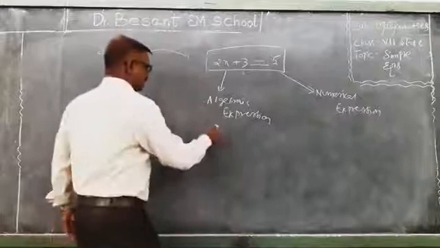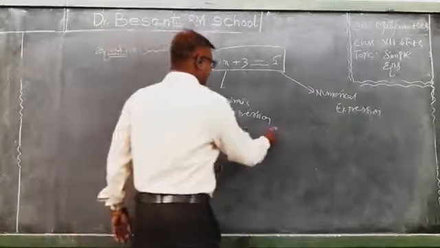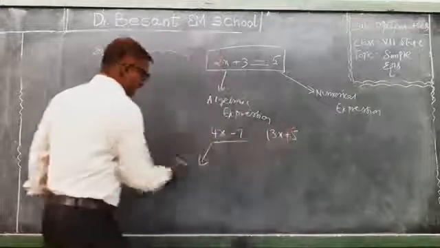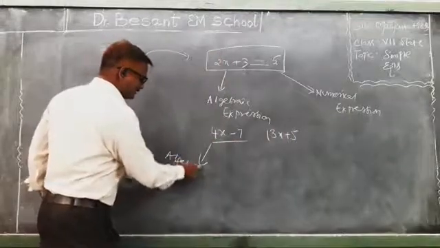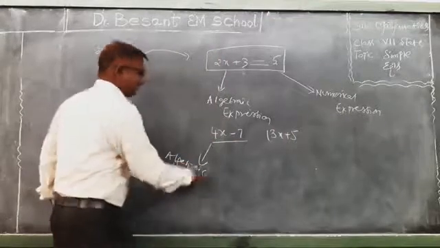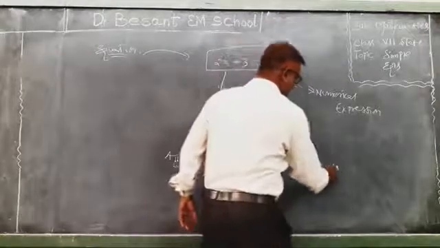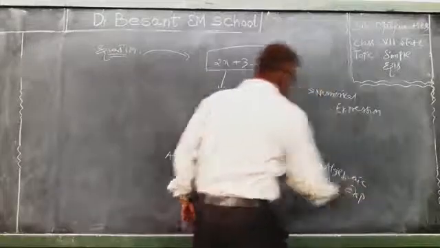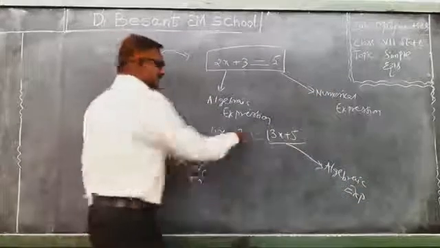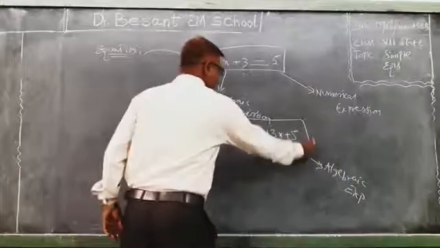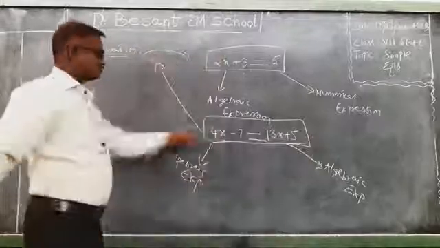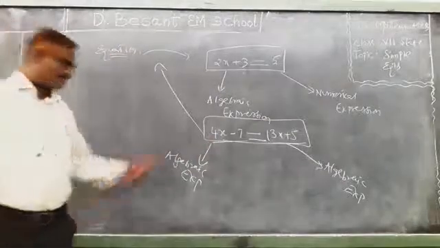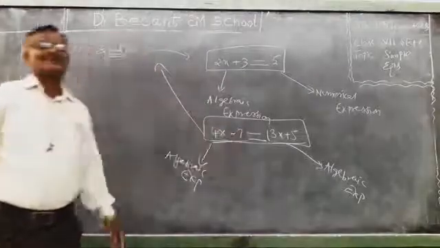Come to the next example. This is 4x minus 7. This is 13x plus 5. Both are algebraic expressions. Here these two algebraic expressions are connected with the symbol equality, then this whole sentence is called equation. So what is the second equation here? 4x minus 7 is equal to 13x plus 5.